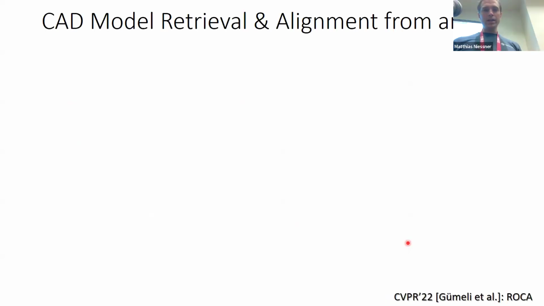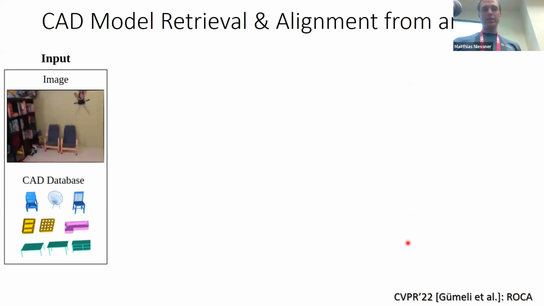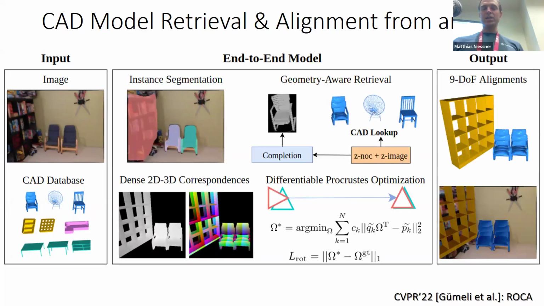So here the idea is the same. You just take an input image, and then you retrieve objects from a database, you get an instance segmentation with Mask R-CNN, and you predict these dense correspondences. For every pixel, you predict these symmetry-aware object coordinates. And then you run a differentiable per-cluster optimization, same thing as I just said, and then you correlate it with the respective ground truth, right?